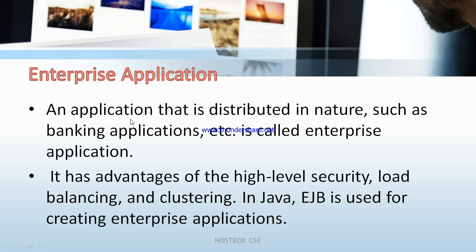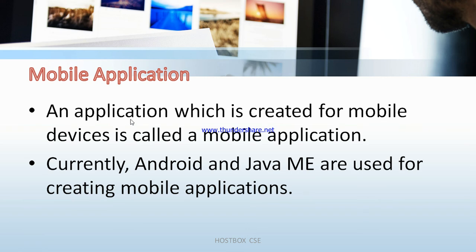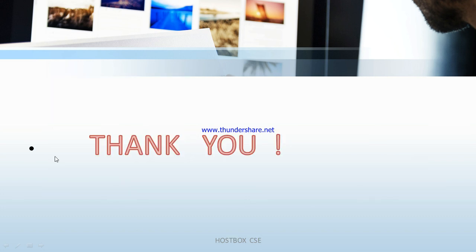Mobile applications: an application which is created for mobile devices is called a mobile application. Currently Android and Java ME are used for creating mobile applications, as we just saw before. These are the points I wanted to convey about the internal working of any Java program, the types of Java platform, and some applications of Java.